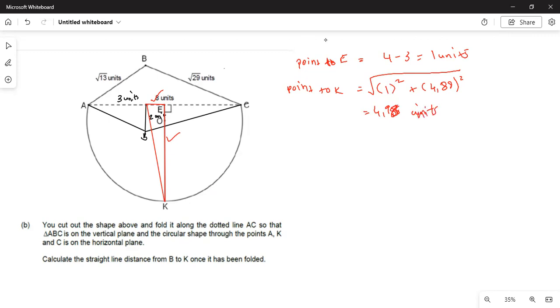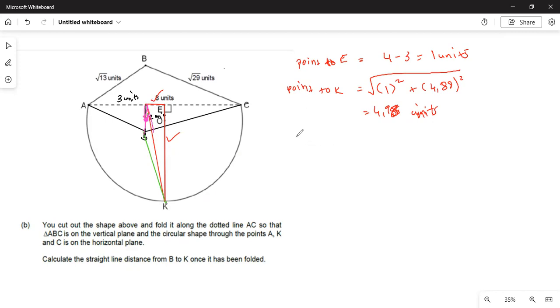Then we will draw a line. So we have a line that goes from B to K. Remember that this line there is perpendicular. Let me get a different color and see if that will work first. We can use Pythagoras theorem to calculate BK, where BK is our hypotenuse. If we are looking at this triangle, just remember that it is perpendicular to the plane because one is vertical and the other one is horizontal.